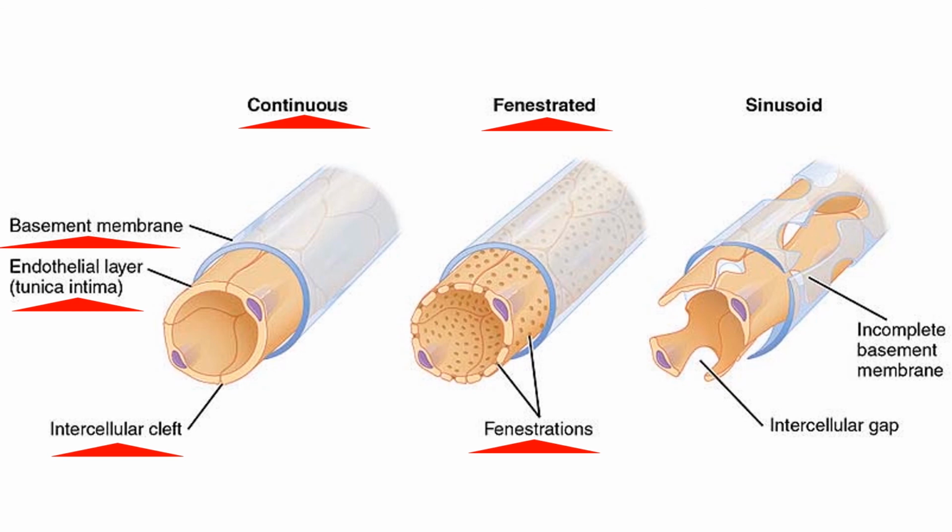Then we have sinusoidal capillaries. In sinusoidal capillaries, the basement membrane has large gaps and is incomplete, plus there are gaps in the endothelial cells, and these are called sinusoids. They have a larger lumen and are found usually in the liver.